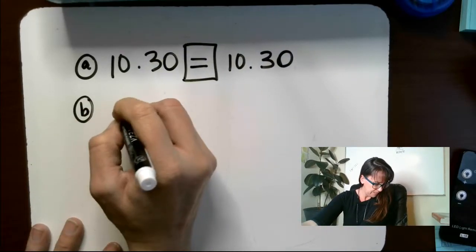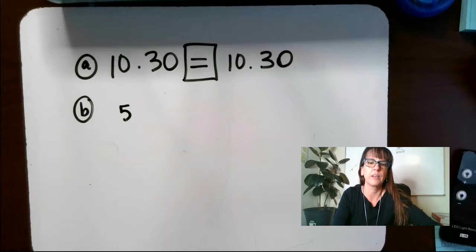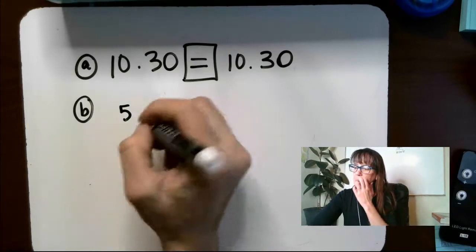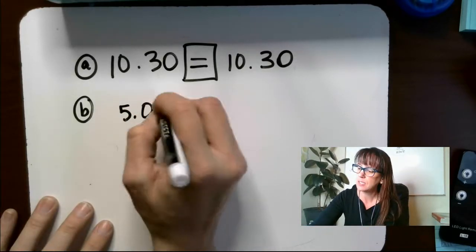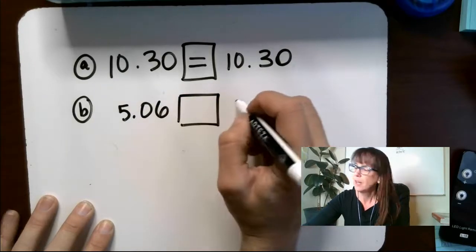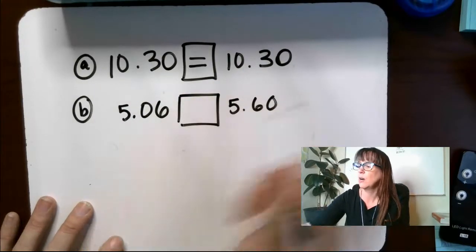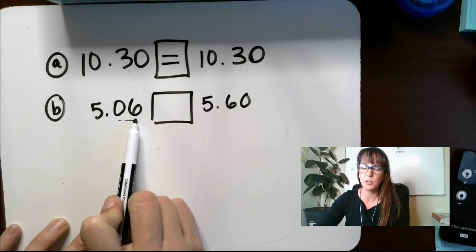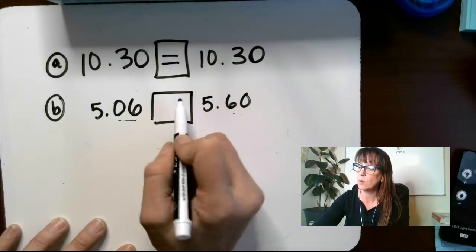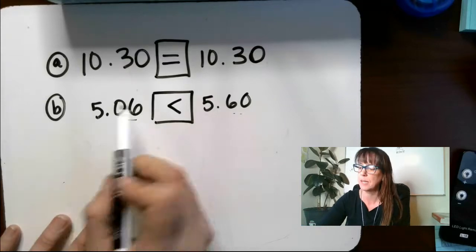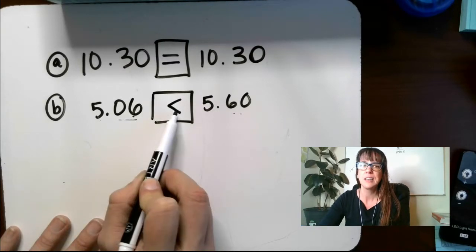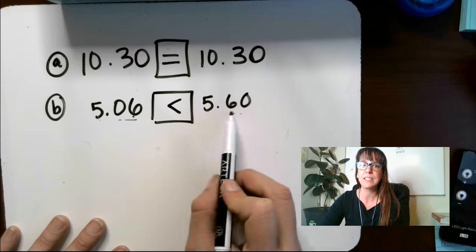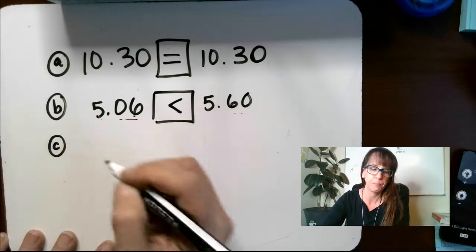For B, I'm going to put this right here and hope I don't mess up my recording. There we go. 5.06 compared to 5.60. Again, we have the same number of digits behind the decimal. This is 0.06, this is 0.60, so this one is going to be larger. It's going to be 5 and 6/100 is less than 5 and 6/10. This is the way you would say that.